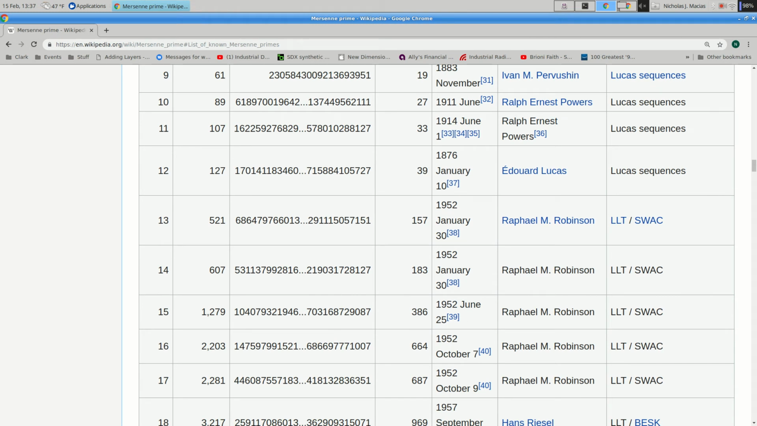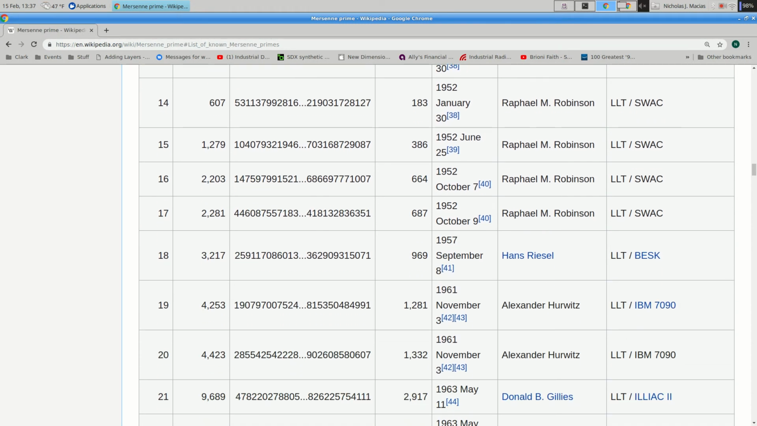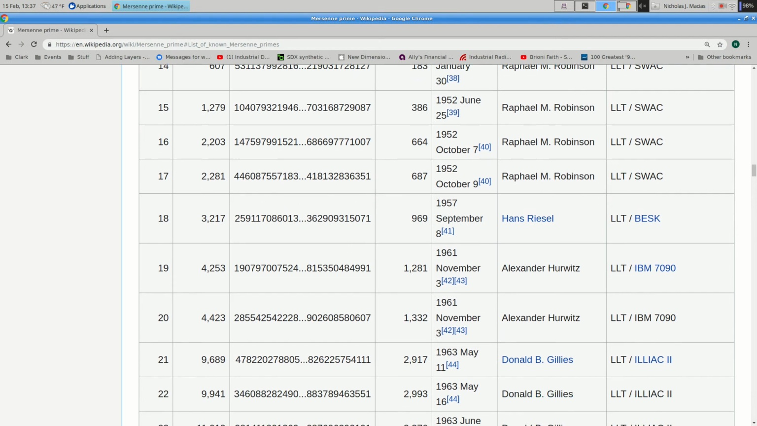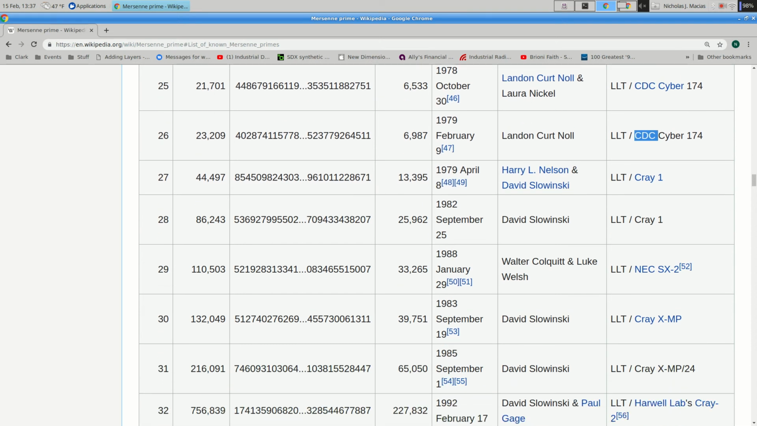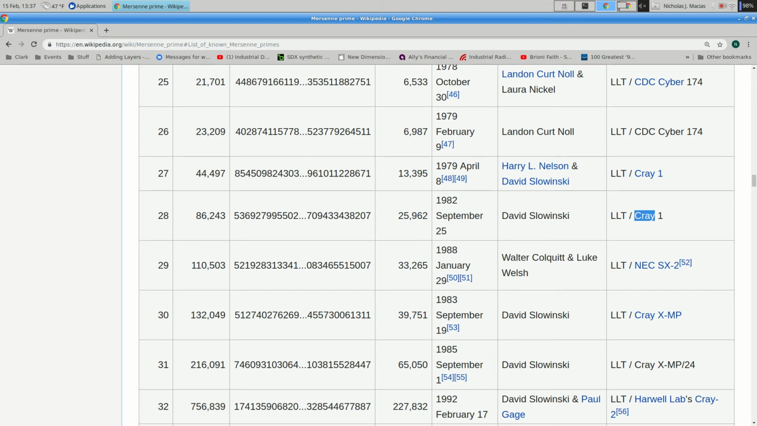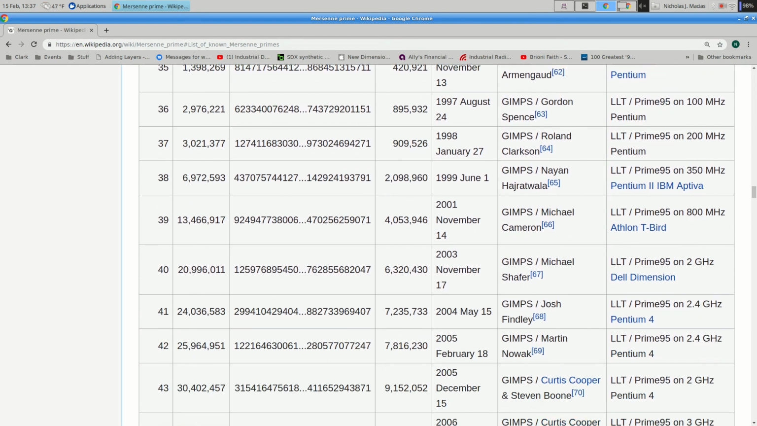Then we jump ahead to when we had computers, and now we're getting multi-hundred-digit prime numbers. In the 1950s, these were the big iron days, the big room-sized machines. Then in the late 70s, supercomputers, Control Data Corporation and Seymour Cray's babies, the Cray 1, and so on. What we considered supercomputers through the 80s and 90s, and the size of these numbers is getting huge. There's a 4 million digit one found in 2001.